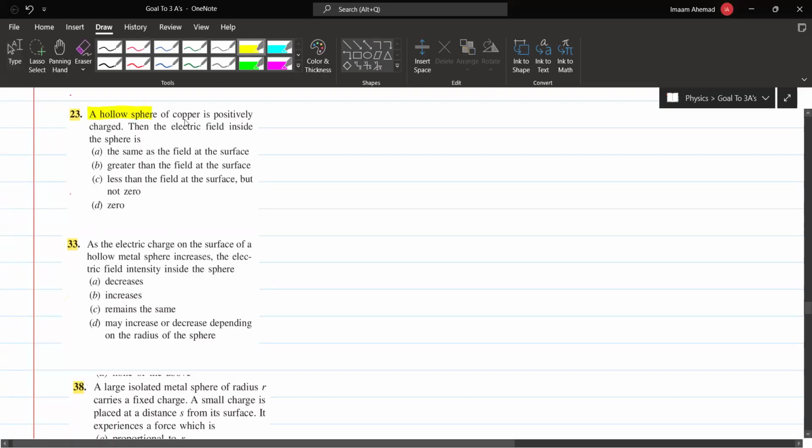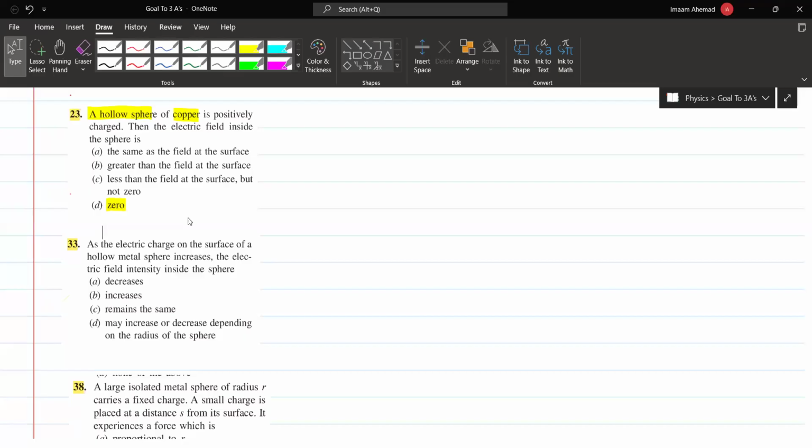A hollow sphere of copper. Copper means it's a conductor, right? Charge will be distributed over the surface. The electric field inside the sphere is zero because, as we discussed earlier, there will be no charge inside. According to Gauss's theorem, the charge enclosed is zero. Therefore, it will be zero.